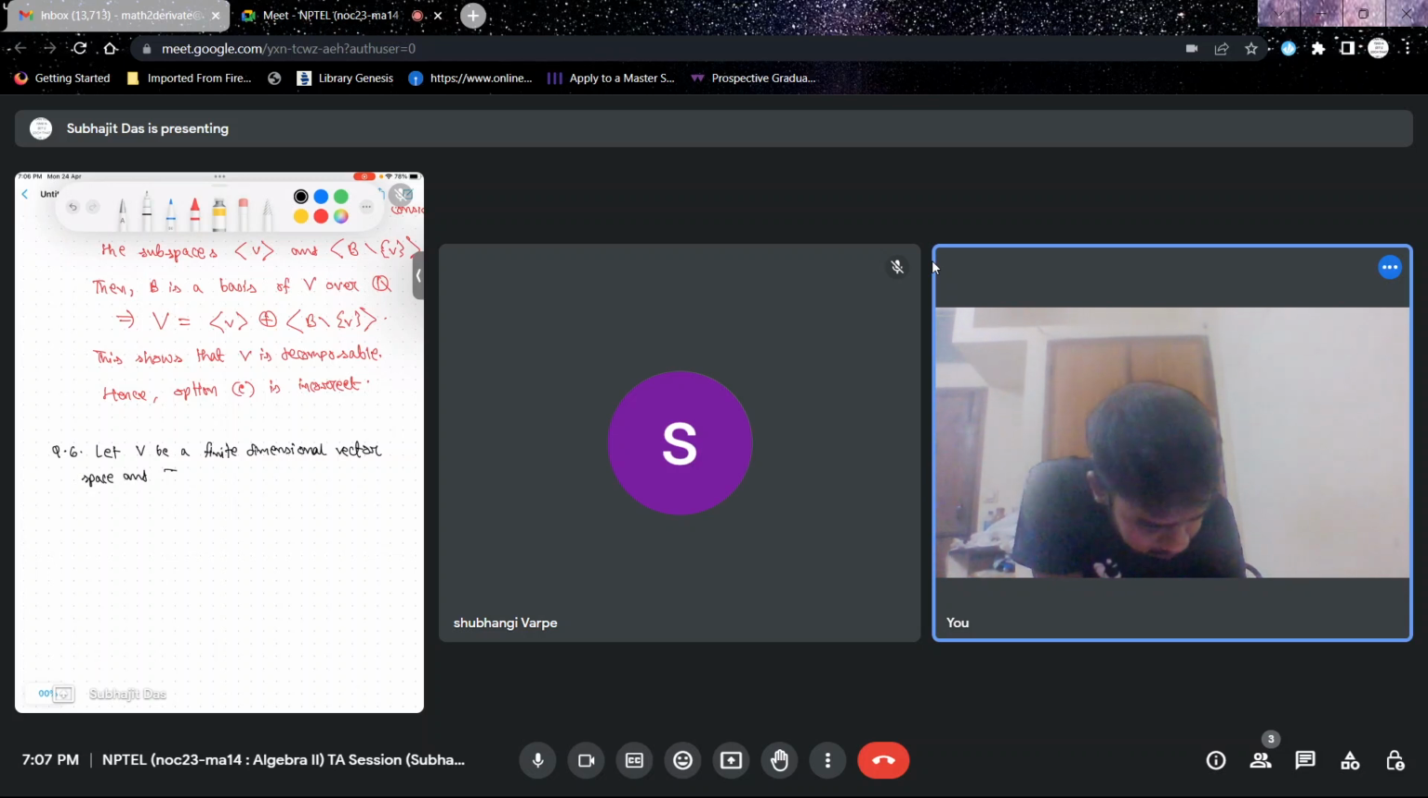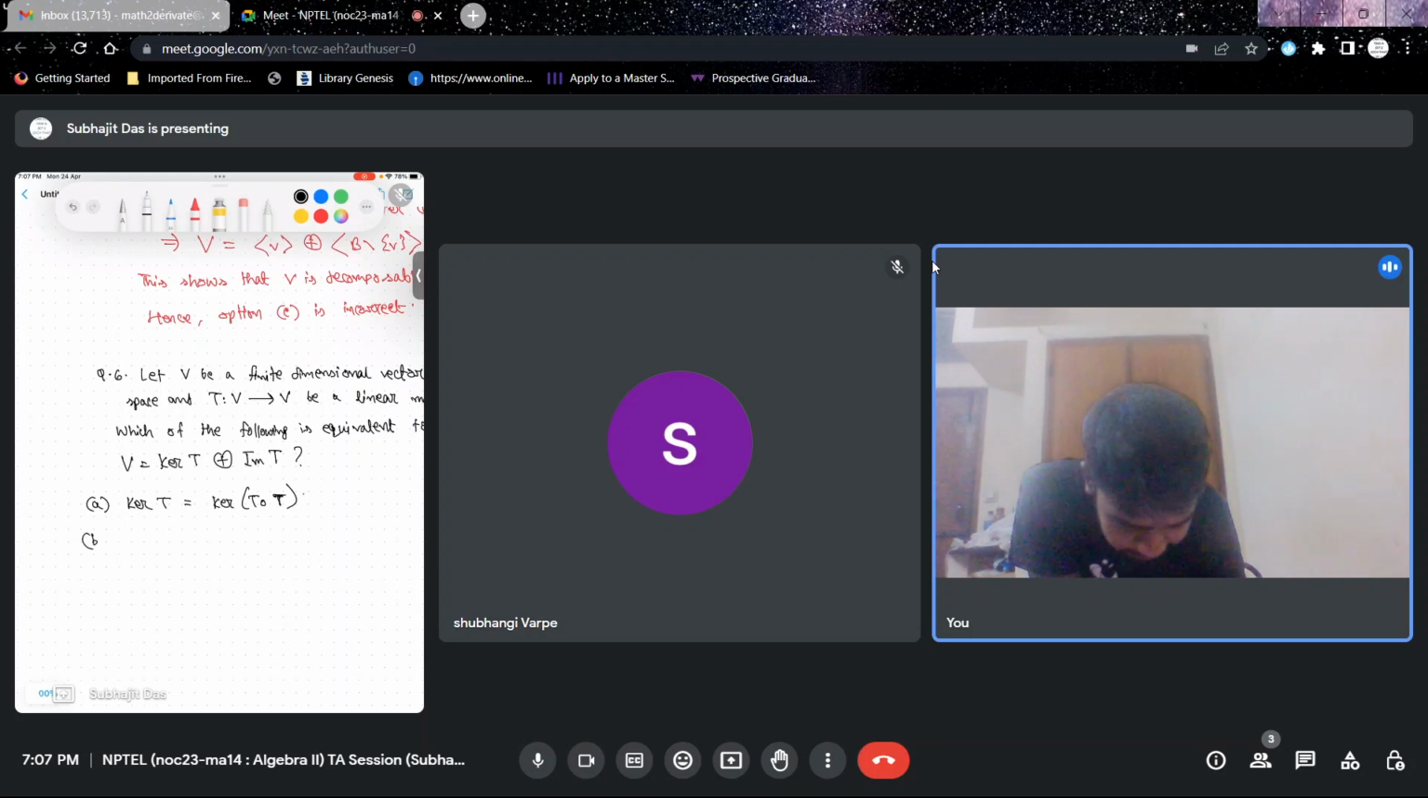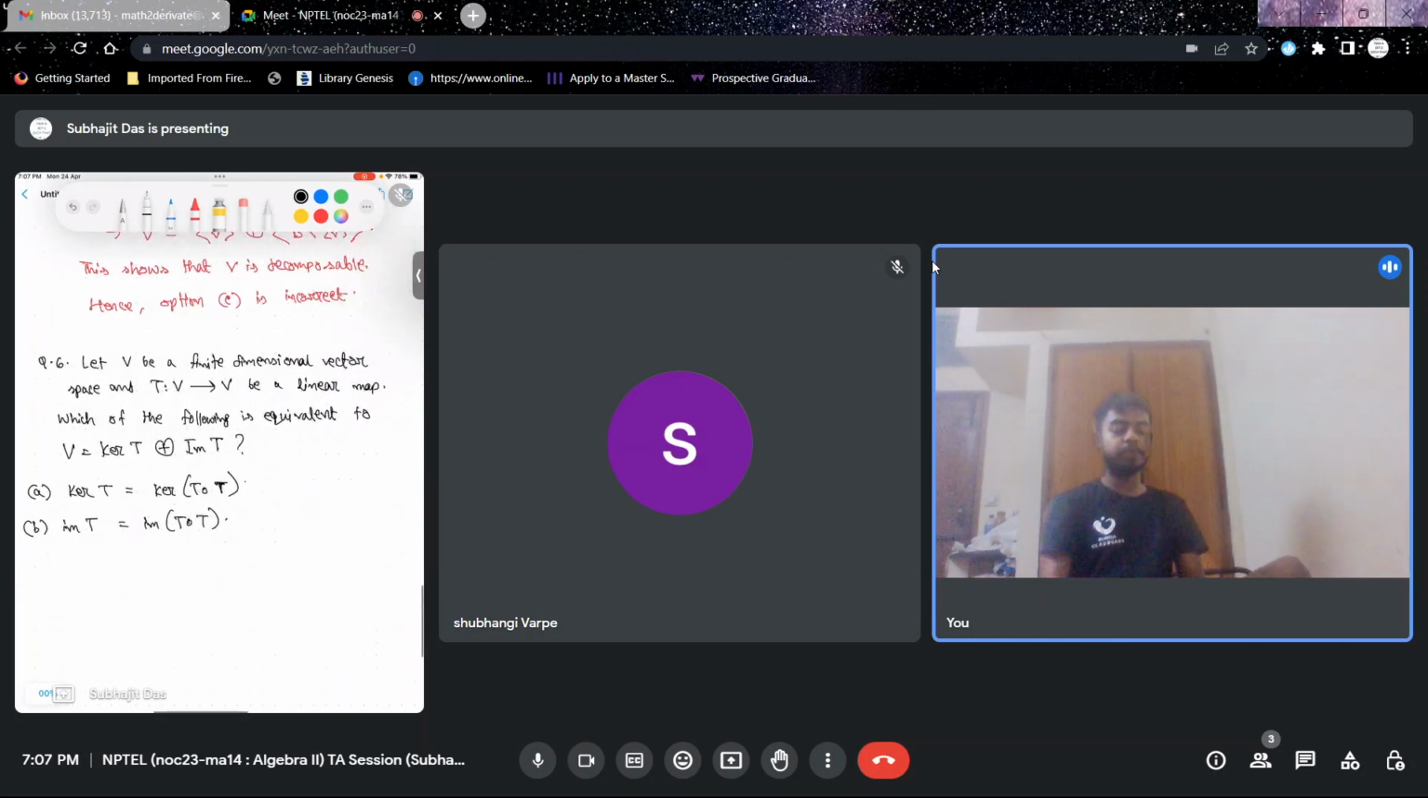So option A is the kernel of T should coincide with the kernel of T composed with T, and option B says that the image of T should be equal to the image of T composed with T. So this is just a computational problem. So which of these two options will be correct? So what do you think, Shubhangi?